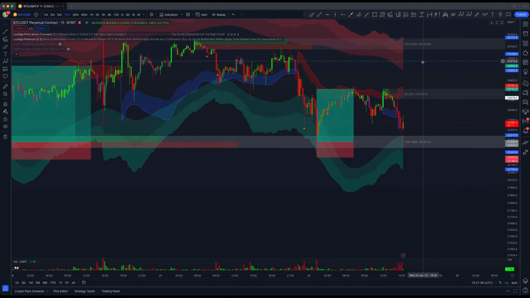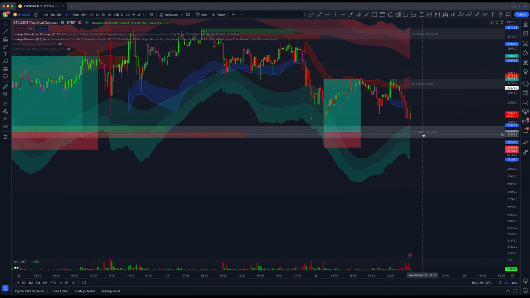It'd be a short entry, and I'd be targeting the smart trail here. To the downside, again, if you're looking for a long, 22,326. Again, we're on the 15-minute. Be targeting a long. My stop loss would be around the 22,084. With a move to here.